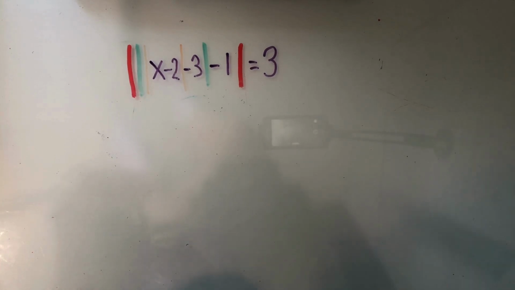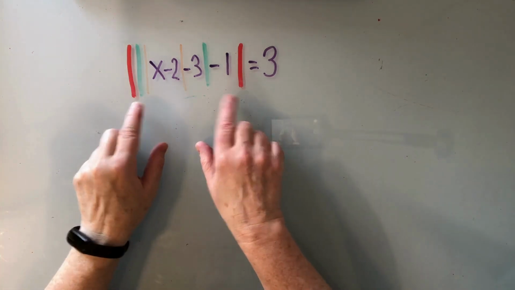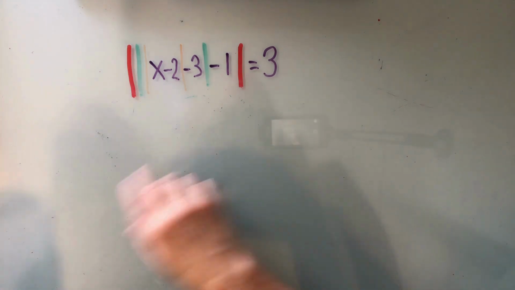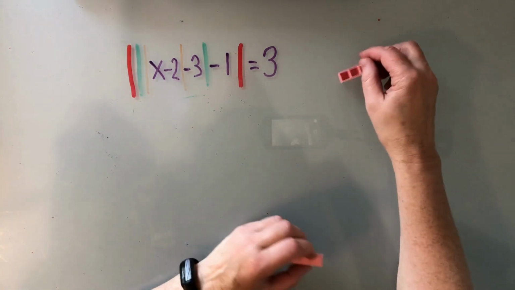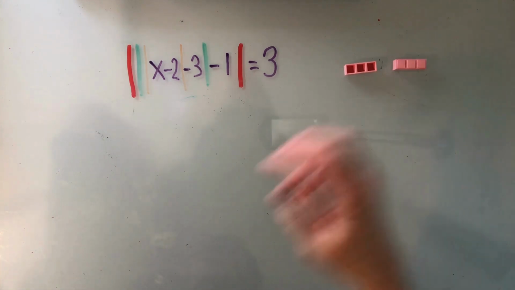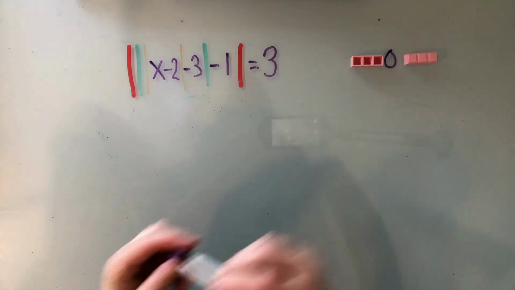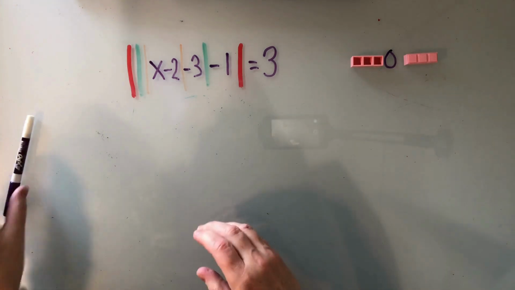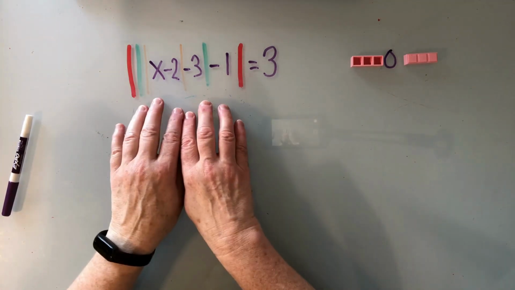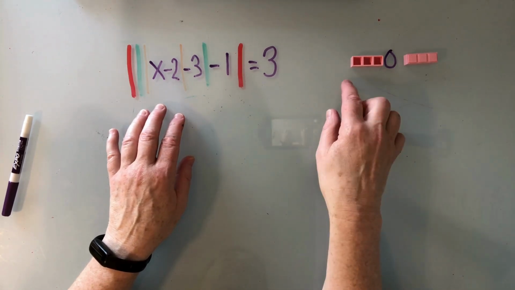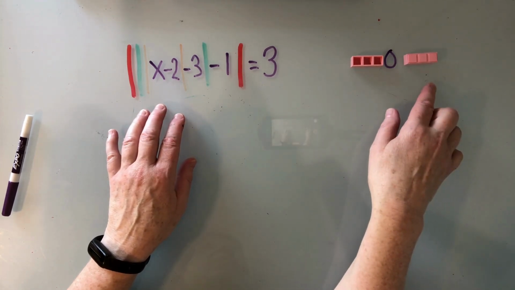Okay, so I found this one, and it's a little bit more interesting. All it's saying is that everything inside of here, the absolute value of that is going to be 3 steps from 0. So we're either going 3 steps to the left of 0 or 3 steps to the right of 0. So what we need to pop out of here is either a -3 or a +3 in order to be 3 steps from 0 to the left or 3 steps from 0 to the right.